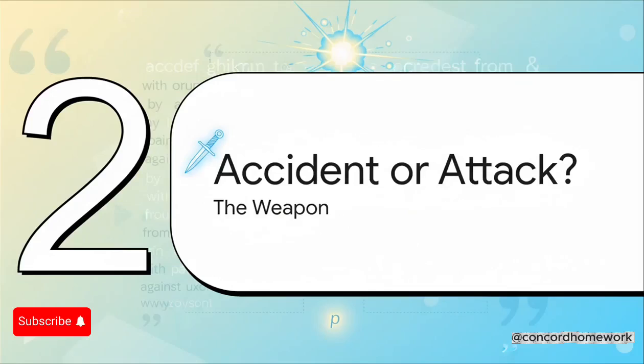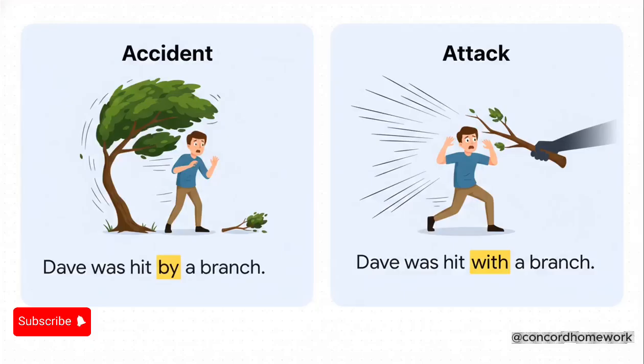Okay, on to our next clue. Was it an accident or was it an attack? Let's dig into how one single tiny preposition can basically be used as a weapon to hide someone's intent. So check this out. It all comes down to the difference between by and with. If you hear Dave was hit by a branch, what do you picture? Probably a branch falling from a tree during a storm, right? An accident, an act of nature.